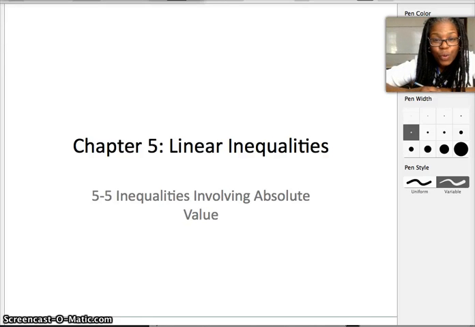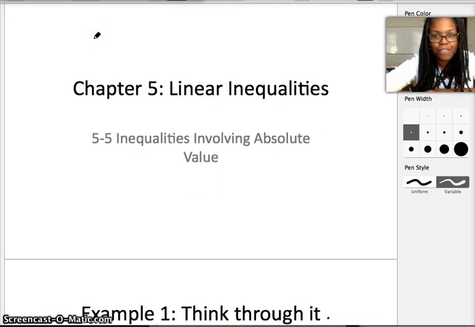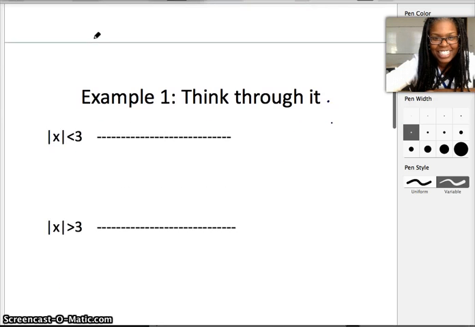Hey guys, we are going to be in chapter 5. We're looking at chapter 5, section 5, and we're going to look at absolute values in the context of inequality. So, inequalities involving absolute value. No vocabulary, fortunately for us, so we're going to get straight down to examples.